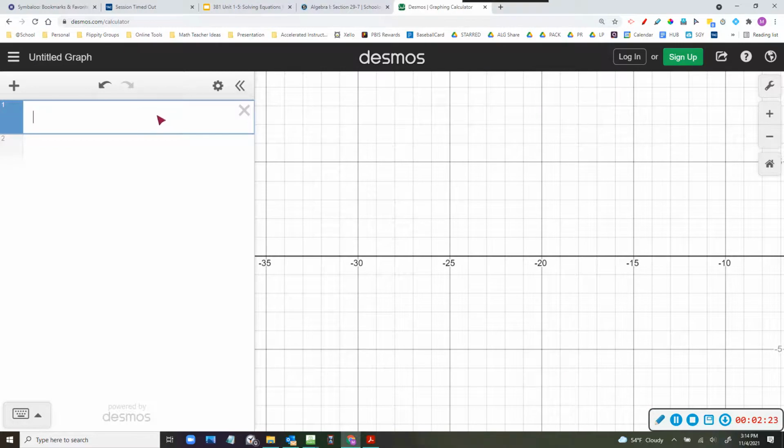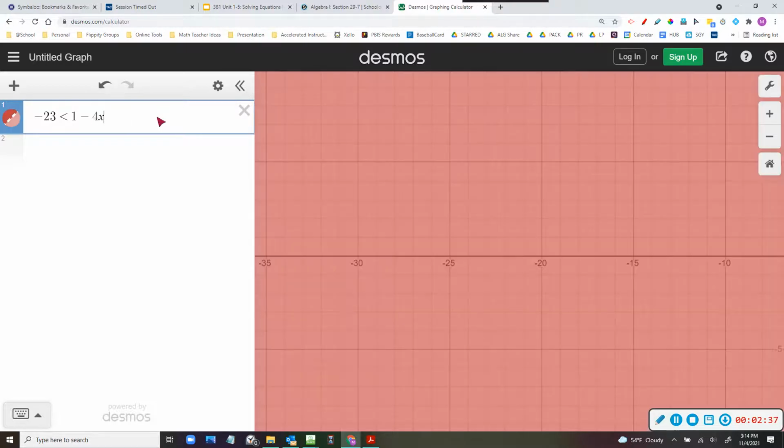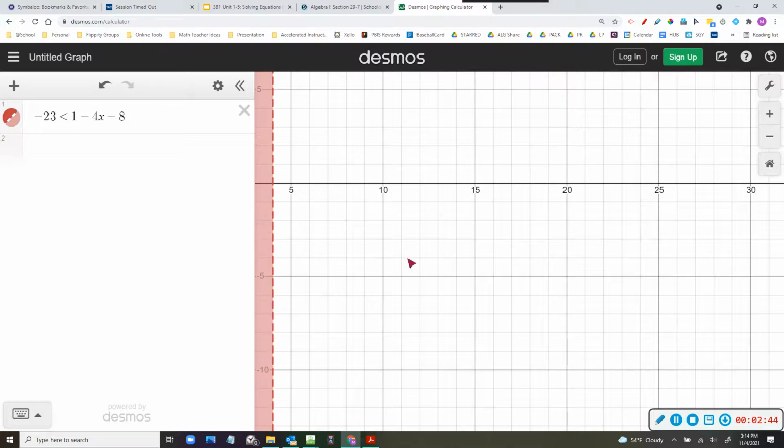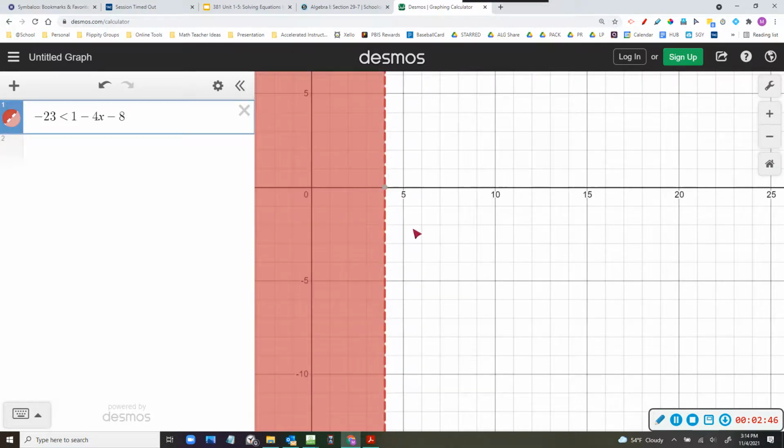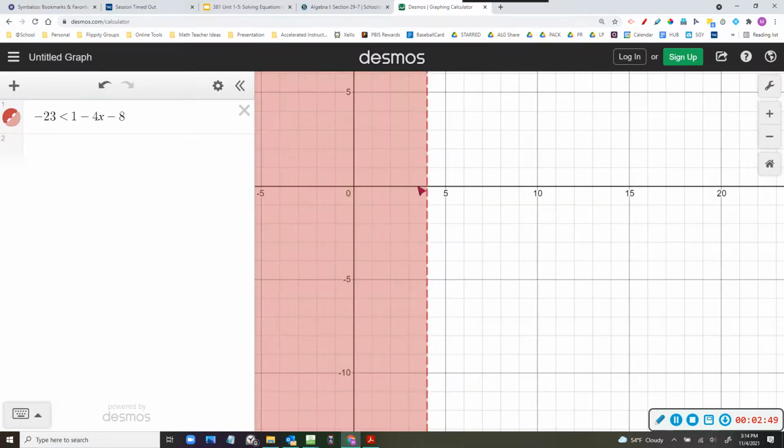Let's try number 10 because number 10 was a little confusing in my class. So we have -23 is less than 1 minus 4x minus 8. The answer choices, my options are 3.5 and 4. Now, if you look, 3.5 is in the solution set. 4 is where my boundary line is. So I'm always looking for the boundary line.